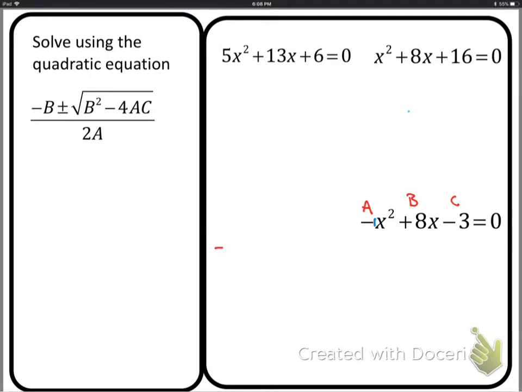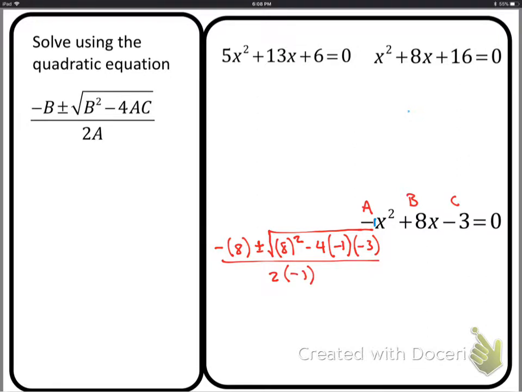So negative B from the formula, B is 8, plus or minus the square root of B squared minus 4 times A times C, all divided by 2 times A, which is -1, and then simplify. Negative B gives me -8 plus or minus the square root of 64. -4 times -1 is a +4. 4 times -3 is a -12. All divided by -2.